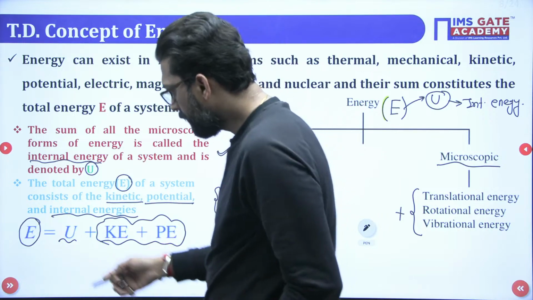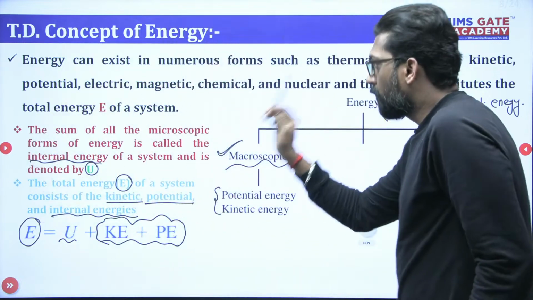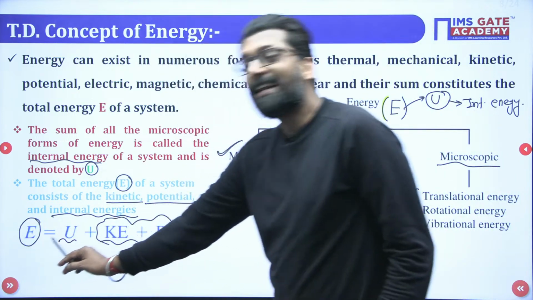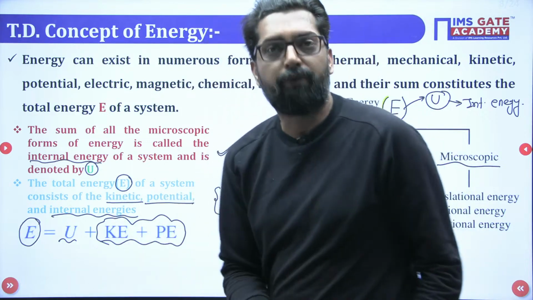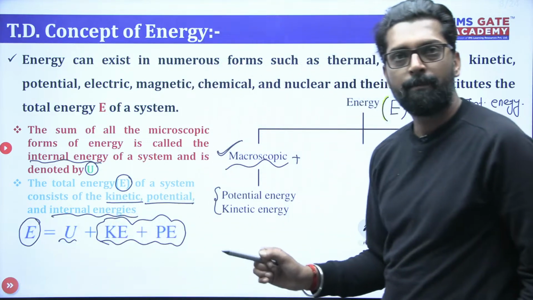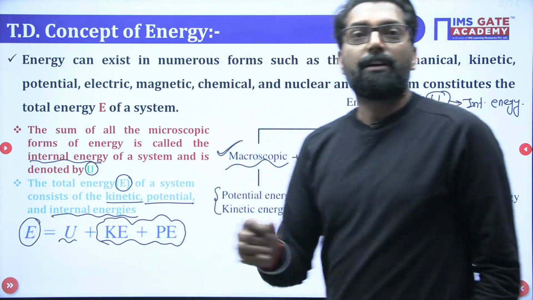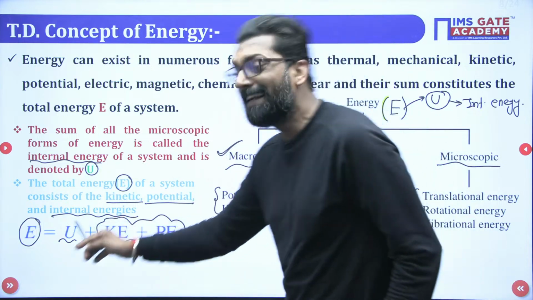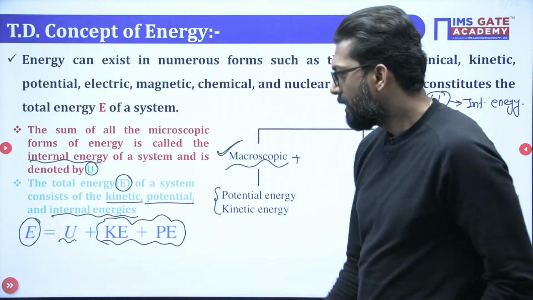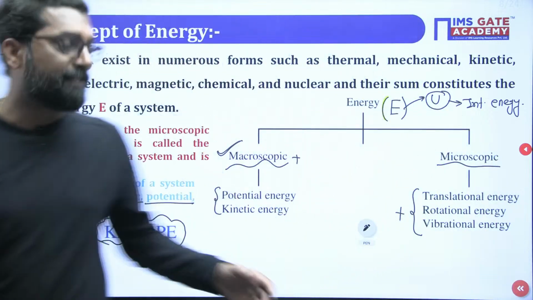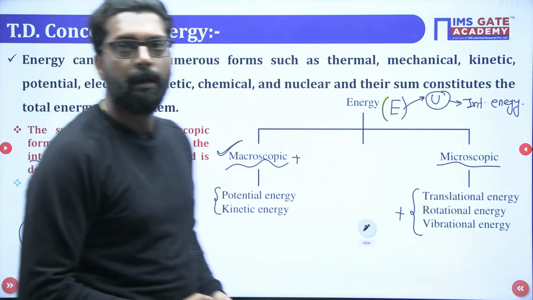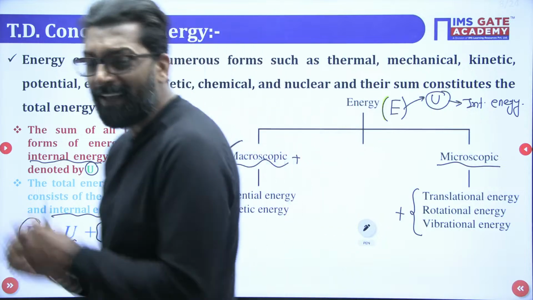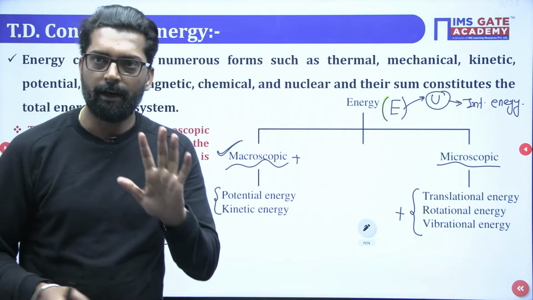Okay. So what is the conclusion of this slide? The total energy of the system is the sum of the microscopic form of energy plus the macroscopic form of energy. Microscopic energy is constituted by translation, vibration and rotation, and is associated with the internal energy of the system, right? Macroscopic energy is generally in kinetic and potential form, and we neglect it when the system is stationary. That is clear up to that point.